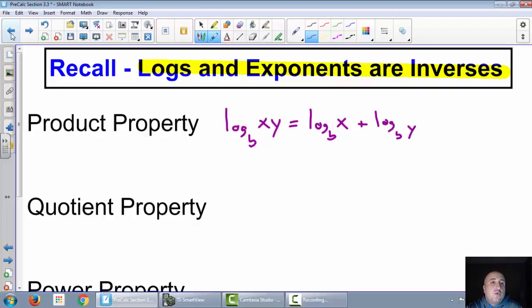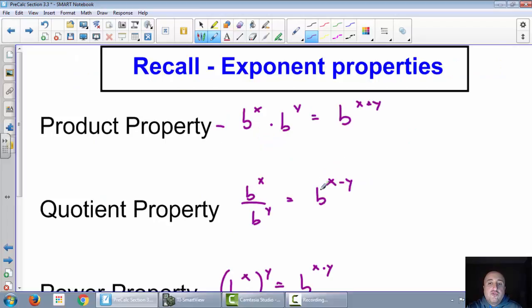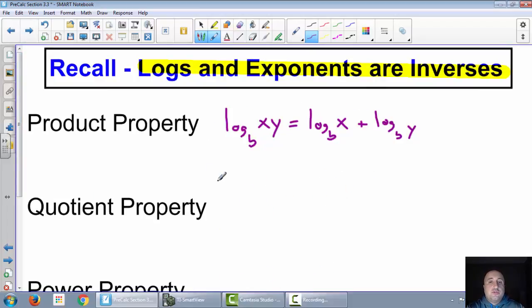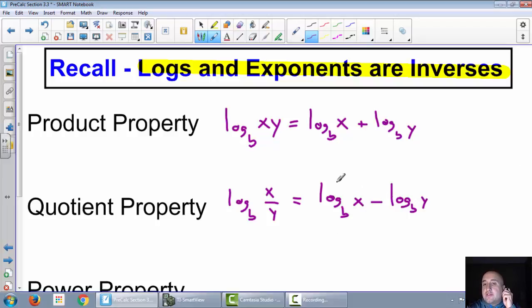The quotient property. What did the quotient property say for exponents? You subtract your exponents. Well, the quotient property is the same for logs. So if you have a log base b of x divided by y, the property says that you subtract them, just like we did for exponents. Log base b of x minus log base b of y. So you subtract the top log minus the bottom log.